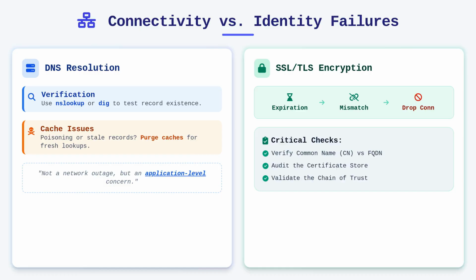While DNS governs identity, SSL/TLS certificate issues often cause encrypted connections to be dropped immediately, appearing as a connectivity error to the uninitiated. A common pitfall is a certificate expiration or a mismatch between the common name on the certificate and the FQDN accessed by the client, which requires rigorous verification of the certificate store and the chain of trust on the server.